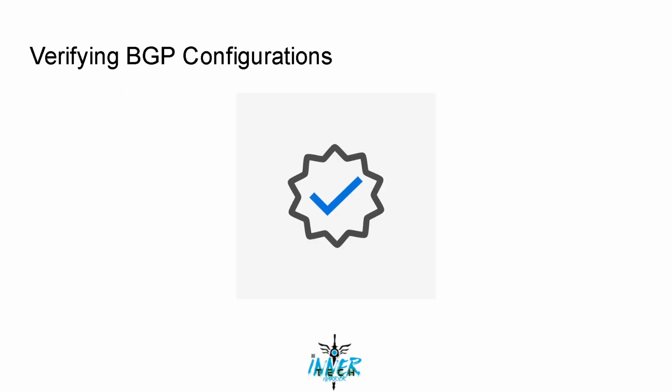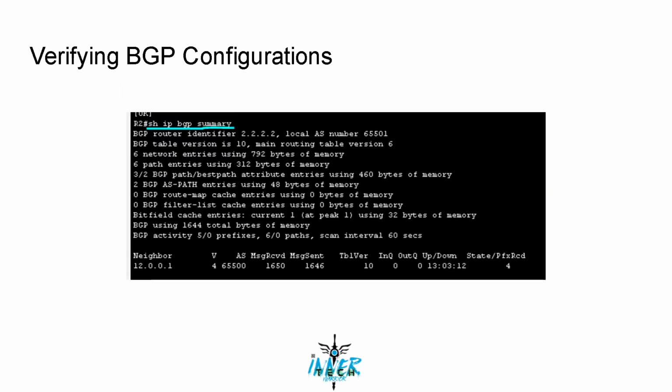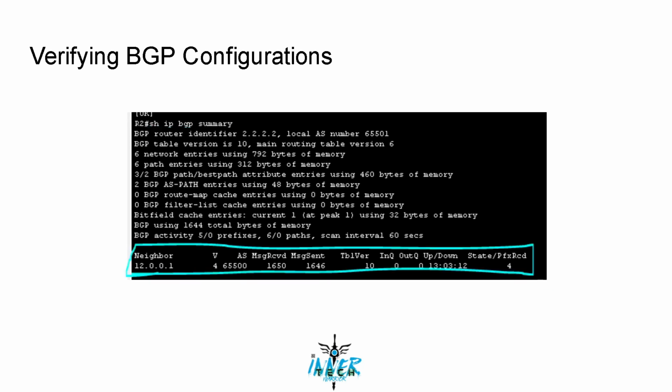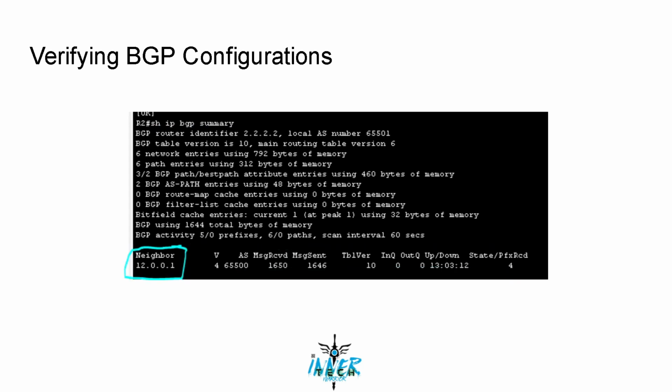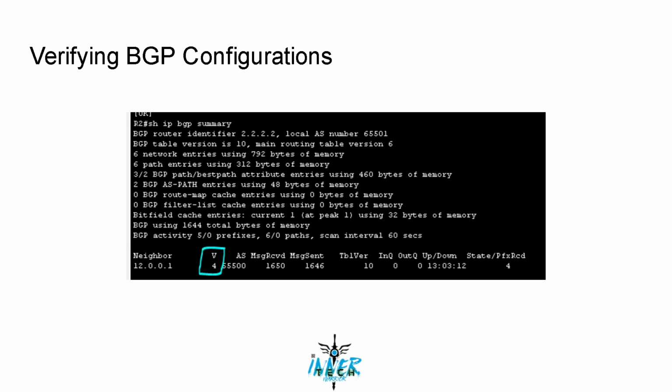Now let's take a look at some of the troubleshooting and verification commands for BGP. Show IP BGP summary gives you a summarized view of the BGP configurations. From here, you can see information about the neighbor entries. Neighbor is the IP address of the BGP neighbor. V is the version, so the BGP version that the neighbor is using. AS is the autonomous system number of the neighbor.